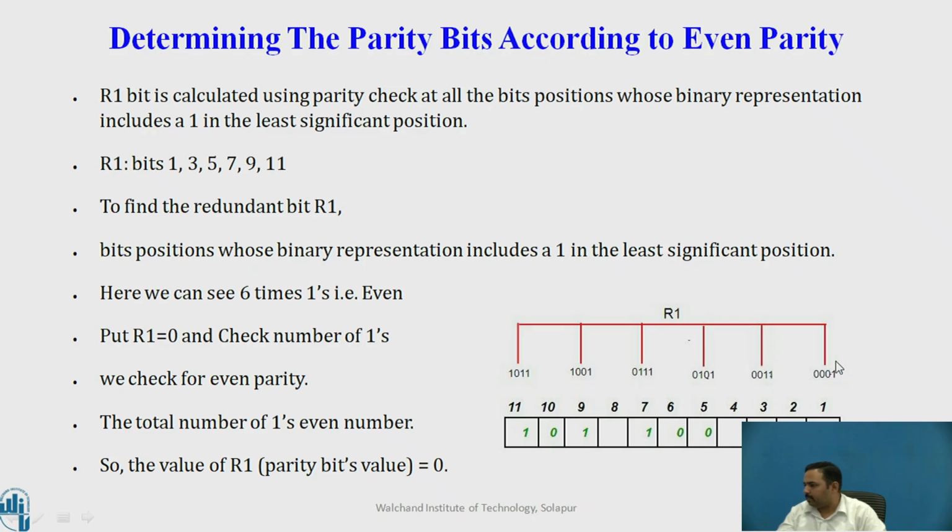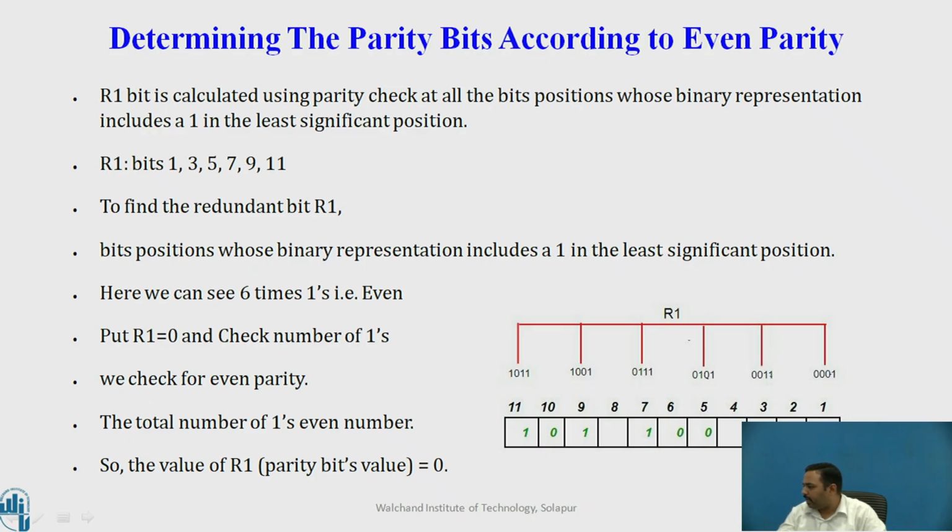So in the least significant position, how many times have we seen 1? First time 1, second time, third, fourth, fifth and sixth time 1. So we see six 1s, which is even. So R1 is equal to 0. At the position of R1 we add 0, because the ones in the least significant bit are six in number, and we check even parity.